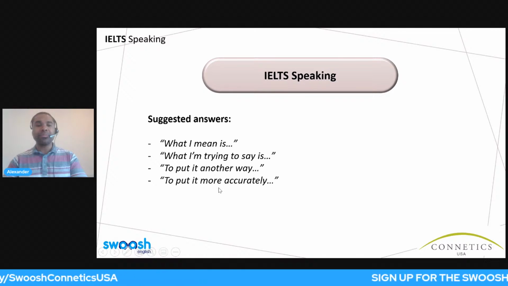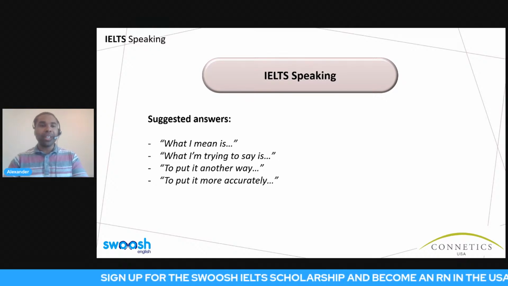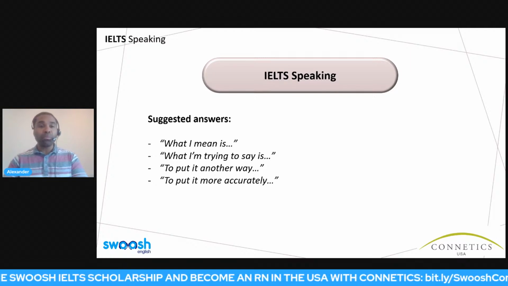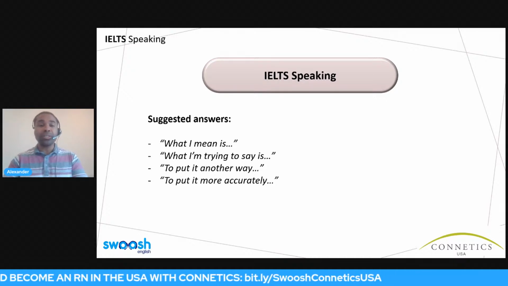So you can see there are a number of different expressions that we can use. It's important that we don't always use the same expressions in the IELTS exam because we want to show variety in vocabulary and grammar. And the best way to do that is to use a variety of expressions in our speech.